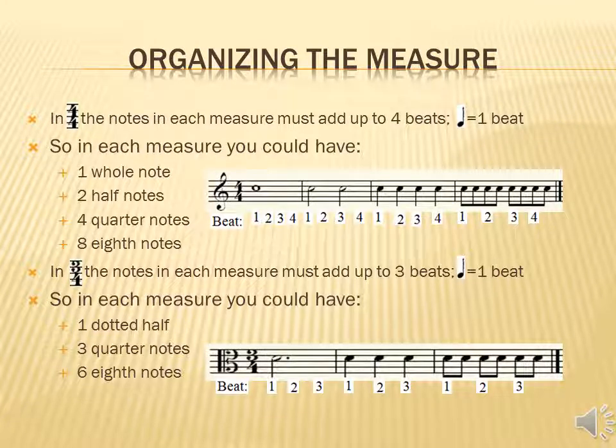Organizing the measure. In 4/4, the notes in each measure must add up to 4 beats. The quarter note equals 1 beat. So in each measure, you could have 1 whole note, 2 half notes, 4 quarter notes, and 8 eighth notes. And it could sound like this.